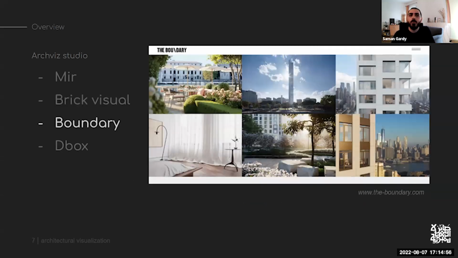artist studio called The Boundary. It's a UK-based visualization company. They are mostly working with the developers. You can see their works in New York, London. They are mostly helping the developers to visualize their works. They are also a really top-end studio.